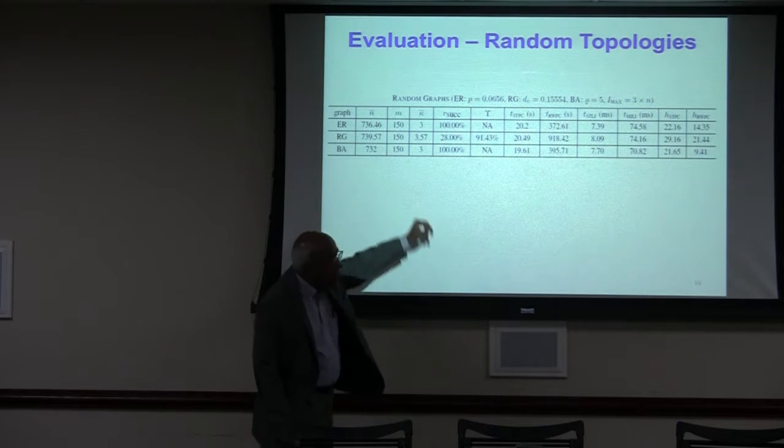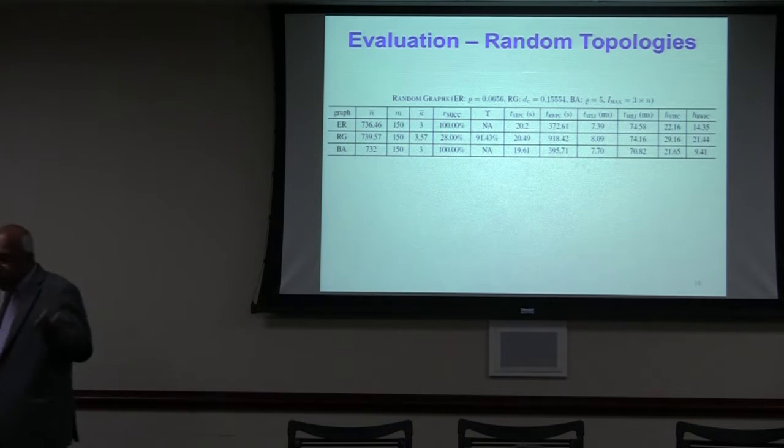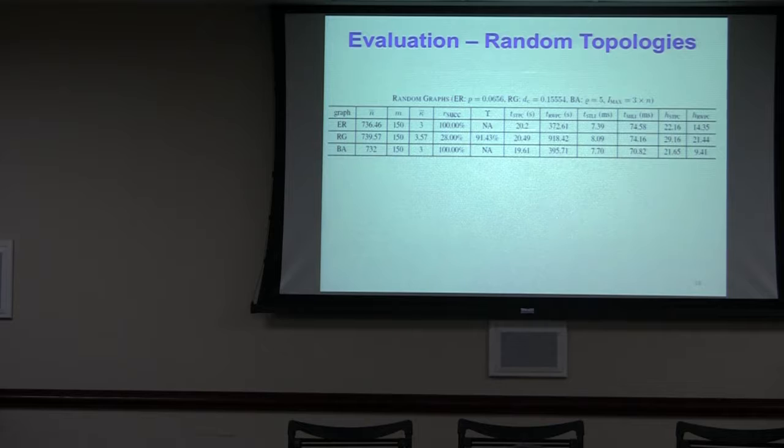Kappa bar is the number of monitors required on average over the 100 instances. Two things to observe immediately: for ER and BA, these are very well connected, so you need only 3 monitors. The graphs you start with are already 3-vertex-connected, which is good. The Barabási–Albert graph has m equal to 5, which means every time you introduce a new node, you make 5 connections. So you are ensuring 3-vertex-connectivity, except for the starting core graph, which may or may not be 3-vertex-connected.